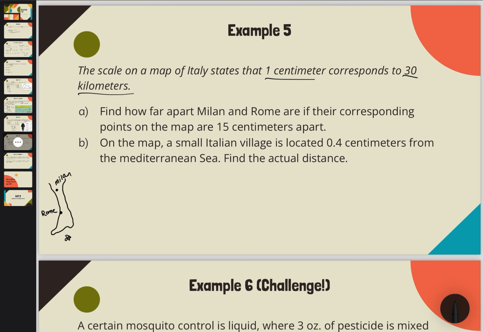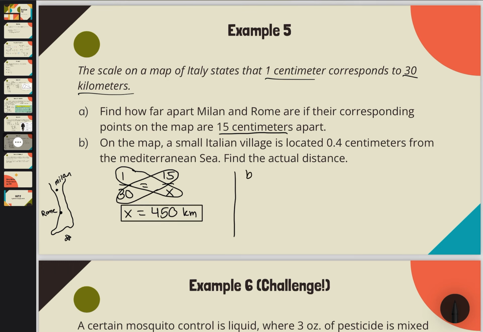Find out how far apart Milan and Rome are if their corresponding points are 15 centimeters apart. So 1 centimeter corresponds to 30 kilometers. They're 15 centimeters apart. How far apart are they in kilometers? Use your cross products. 1 times x is x. 30 times 15 is 450. Boom. That is your answer. 450 kilometers is what we are looking for.